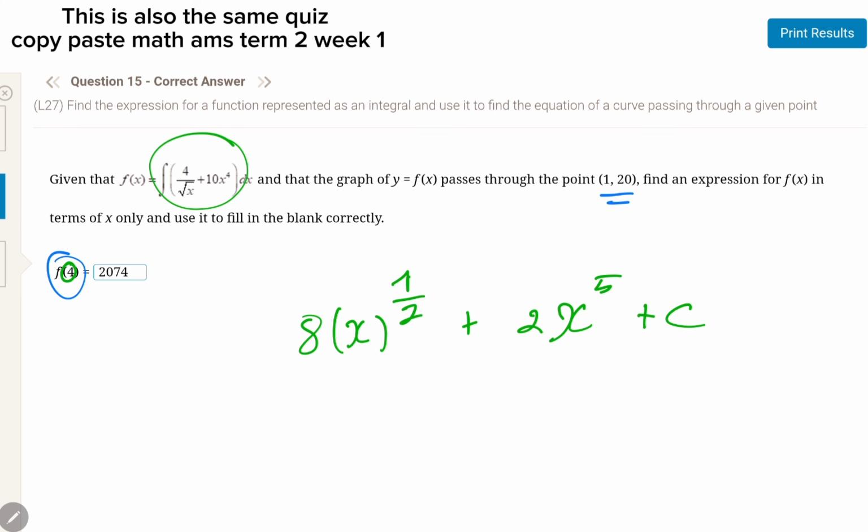Now what does this mean? This means when I substitute 1 in this equation, I will get my value to be what? To be 20. So I can very simply find the value of c. So 8 times 1 to the power of half plus 2 times 1 to the power of 5.